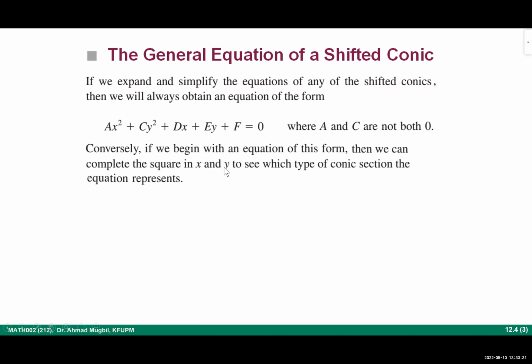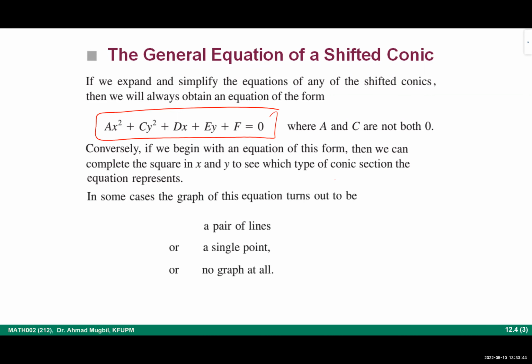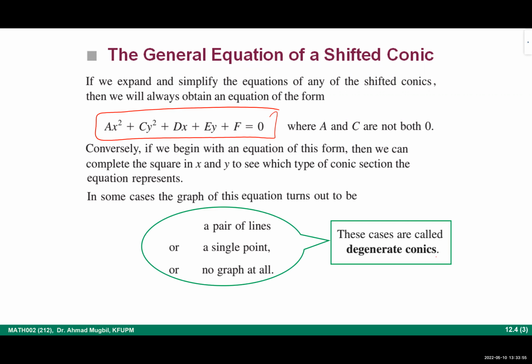Conversely, also, if you started with this equation and you complete the square, you will get the standard form. And you can know, of course, which type of conic section this is. But in some situations, you will not get a hyperbola or an ellipse or a parabola. Indeed, what you will get is what is called a degenerate conic. It could be a pair of lines or a line in some situations, of course, if both A and C are 0. This is not the situation here. Or you may have a single point or no graph at all, a non-existent graph.